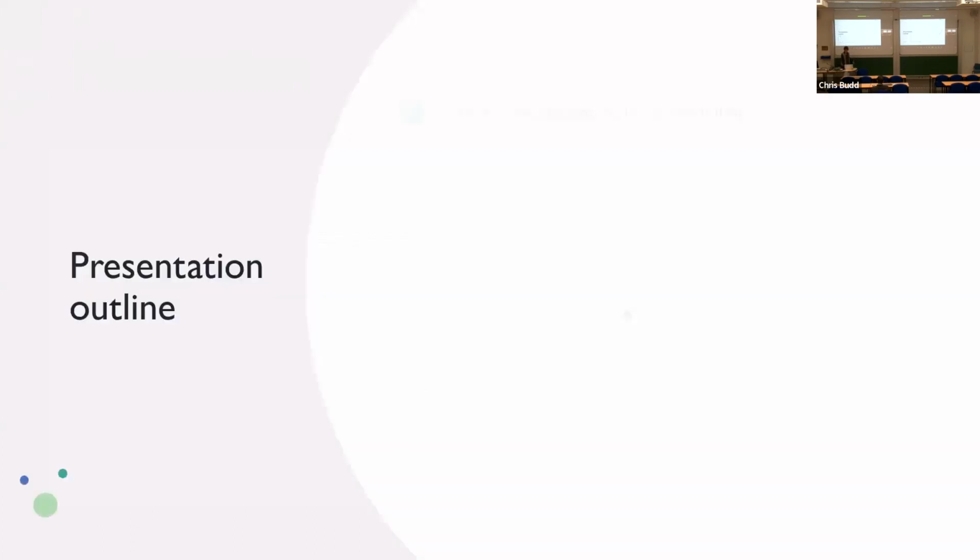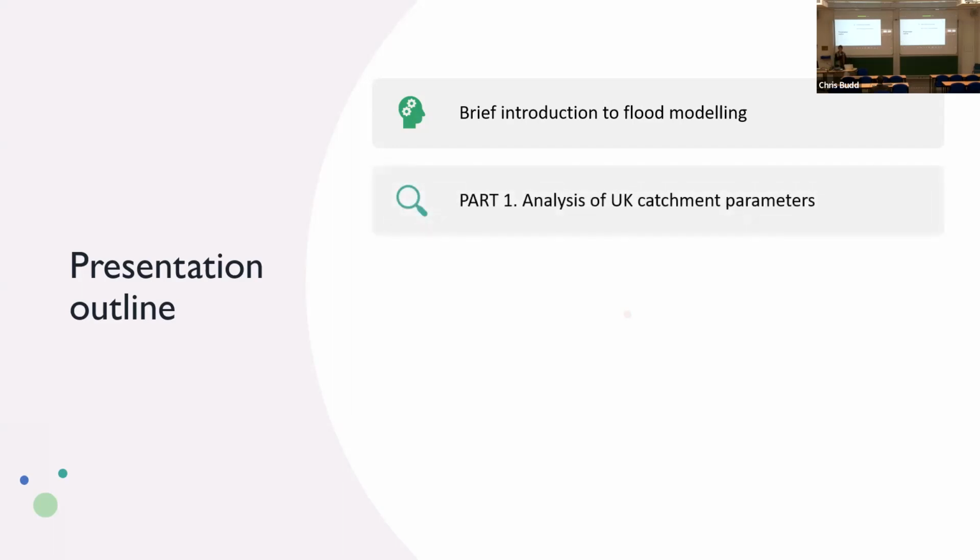So during today's talk, I will briefly introduce you to the models that are currently being used and their limitations. Then I'll try to address these problems by investigating the key parameters that are used in those models. What is the scale of those parameters in the UK? I will try to standardize our knowledge at this point.